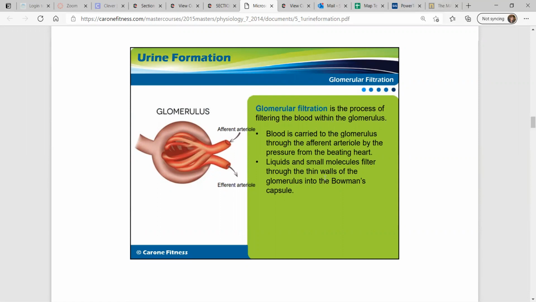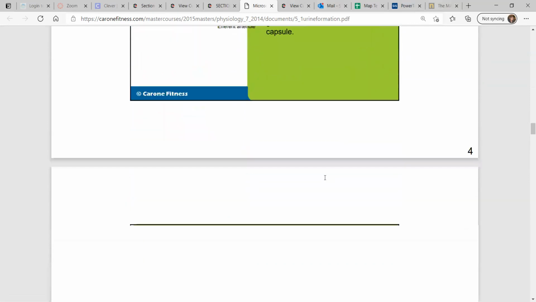Blood is carried to the glomerulus through the afferent arteriole by the pressure from the beating heart. Liquids and small molecules filter through the thin walls of the glomerulus into the Bowman's capsule.